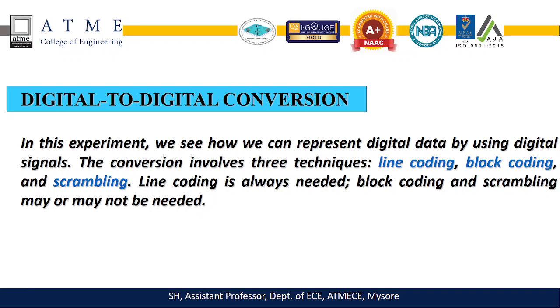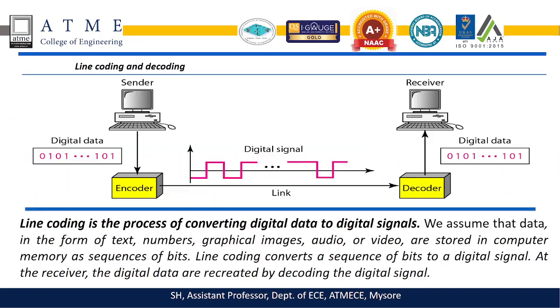Let us see the different techniques involved in digital to digital conversion. We have analog to digital conversion and digital to analog conversion. Similarly, we have digital to digital conversion also. In this experiment, we will see how we can represent digital data by using digital signals. There are different techniques used for digital conversion, that is line coding, block coding and scrambling. Usually we represent digital data as digital signals using line codes.